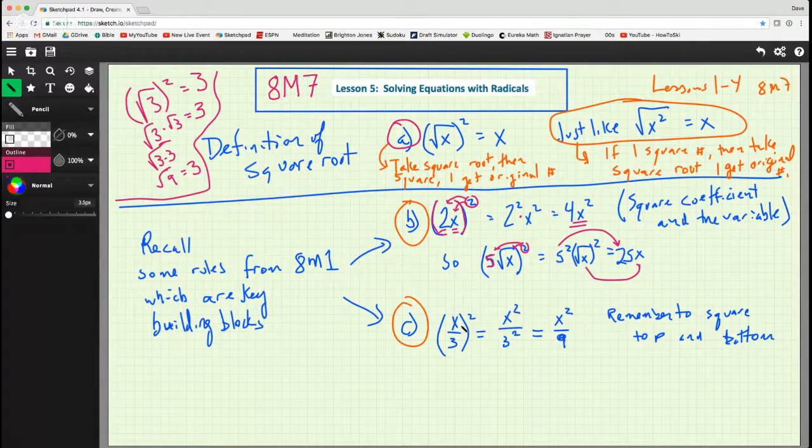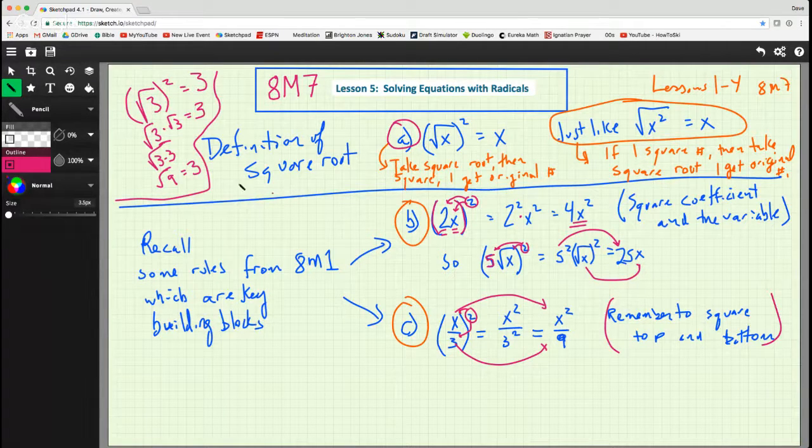Similarly, if you have something divided by something else and you square it, it's the same thing as squaring the first thing and dividing it by the square of the second thing. So this would be x squared over 3 squared, which is the same thing as x squared over 9. So we square the top and the bottom, right? So that's 3 squared, and that top is x squared. And we're going to be using this in some of these problems.